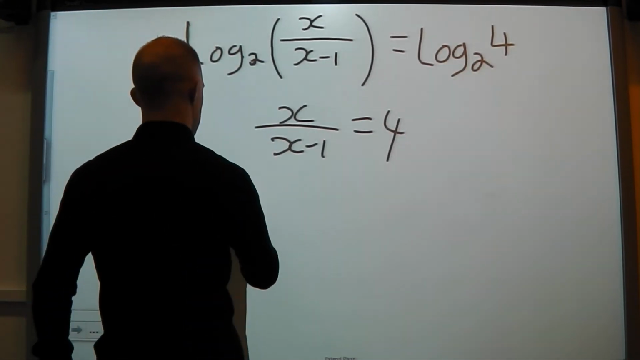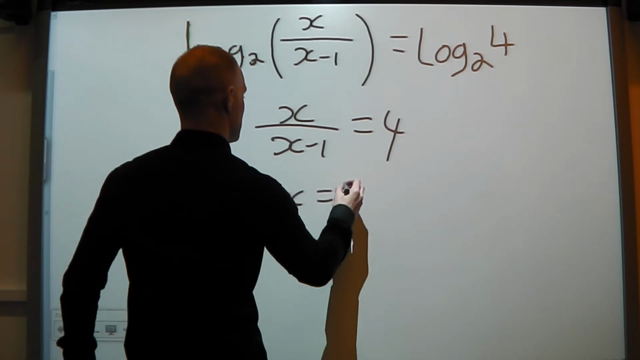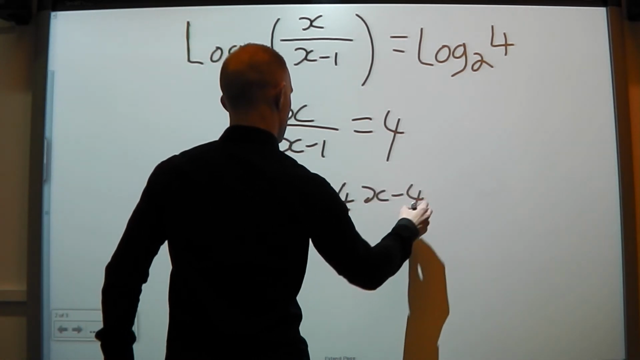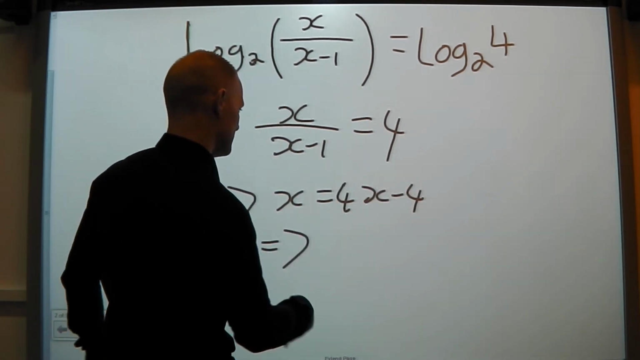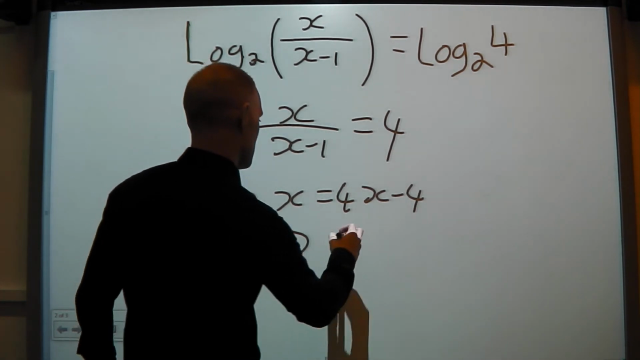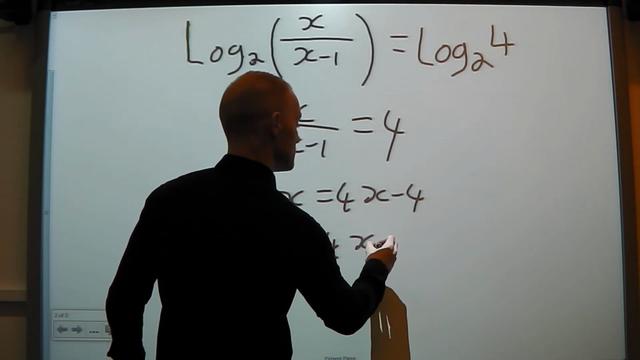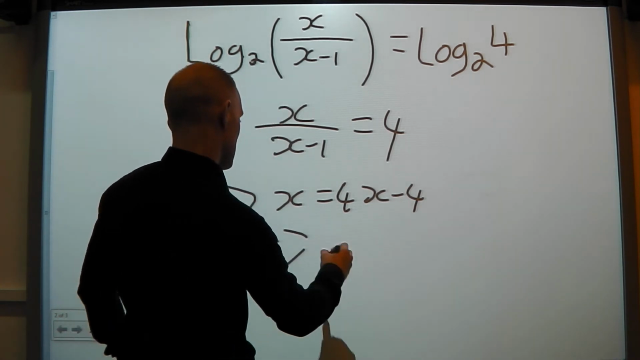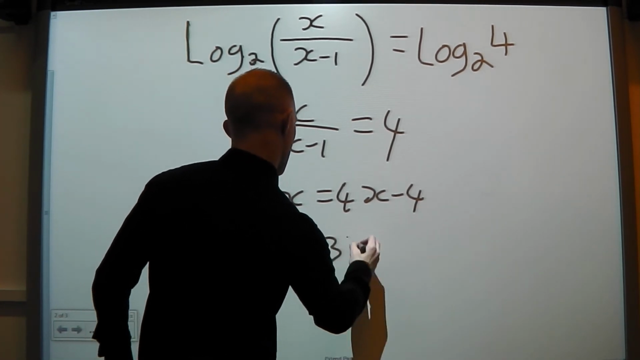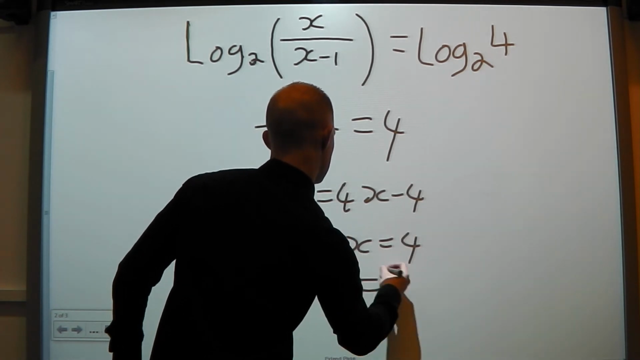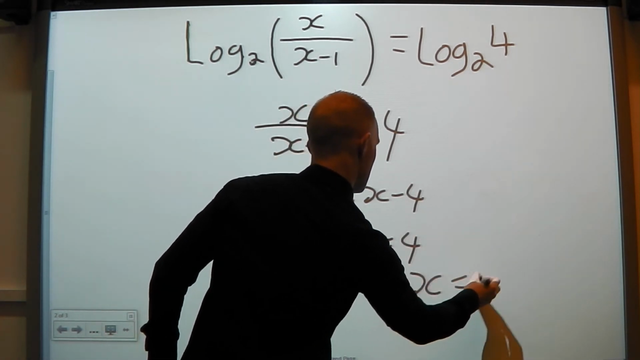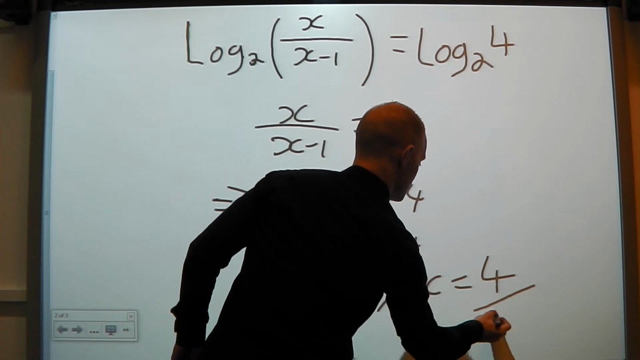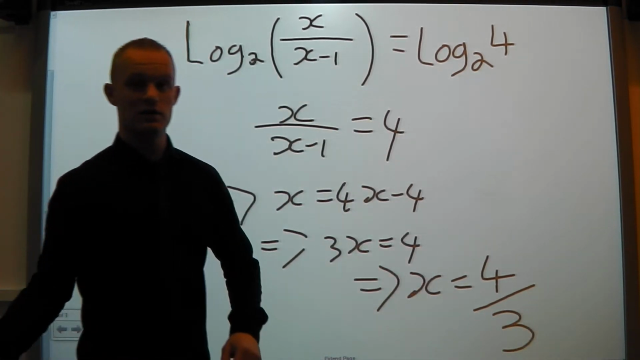And that implies x is equal to 4x minus 4. Implies that 4x, sorry, I'm distracted outside here. That implies that 3x is equal to 4, implying that x is equal to 4 over 3. And that's the solution for that question.